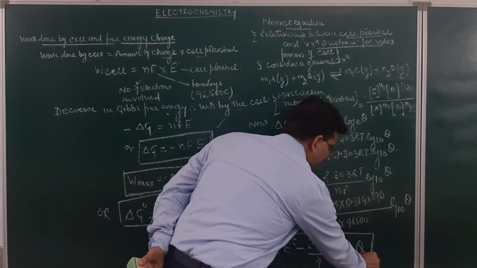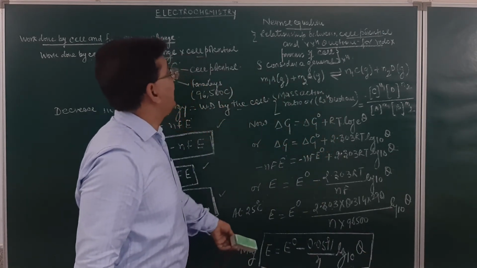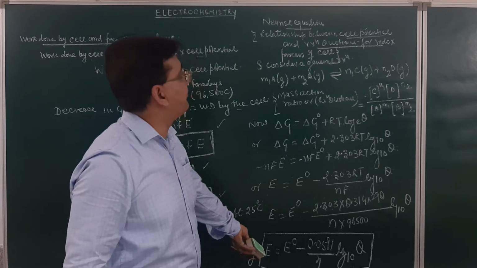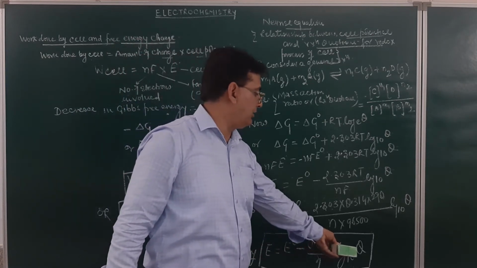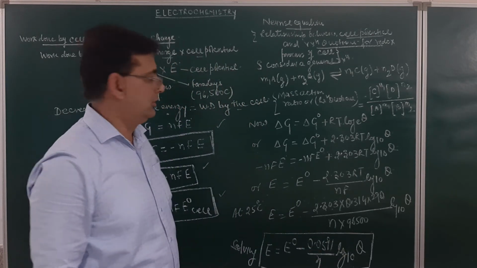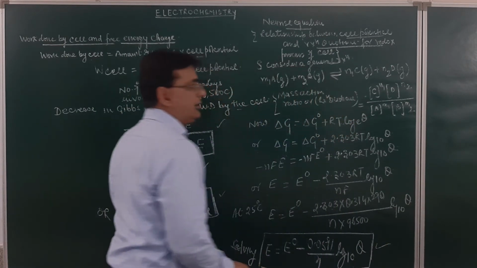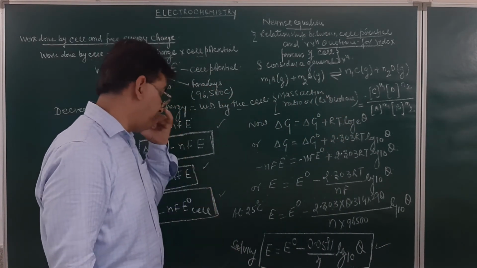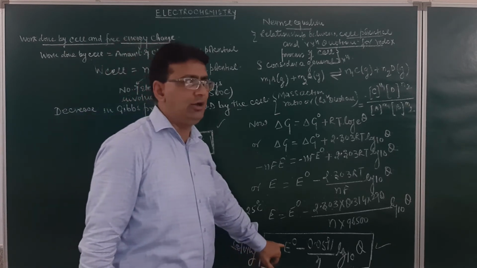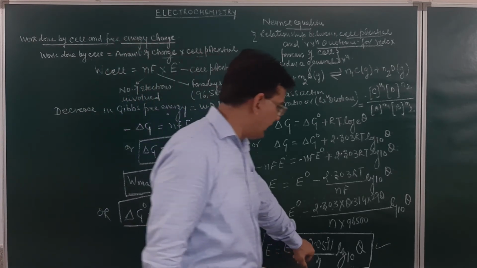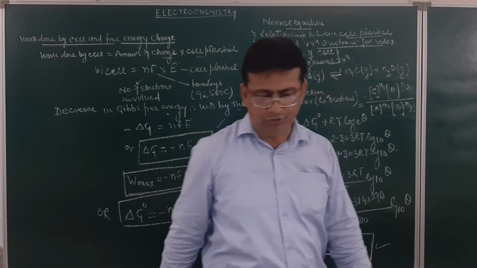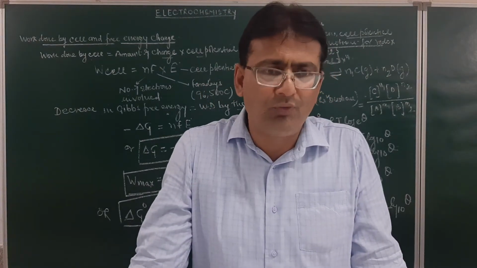This is the Nernst equation and it is a relationship between the cell potential and the reaction quotient. This will be of immense help to you in solving various numerical problems. So E will be equal to E naught minus 0.0591 upon N log base 10 of Q. This is how we do this.